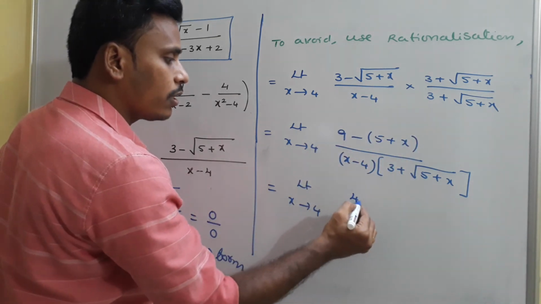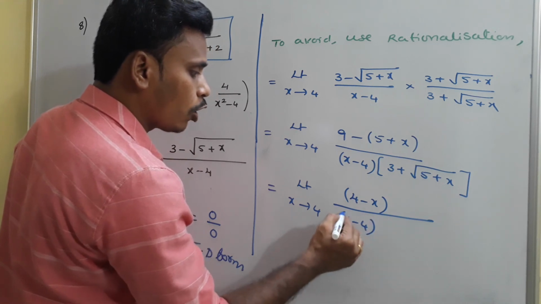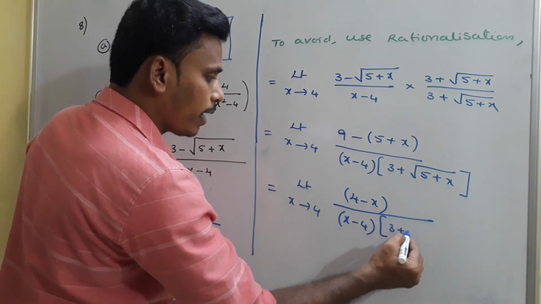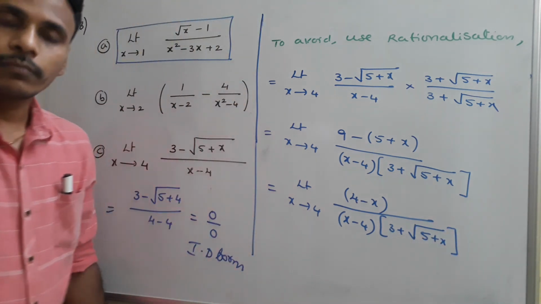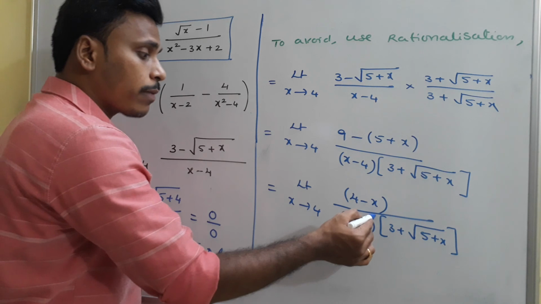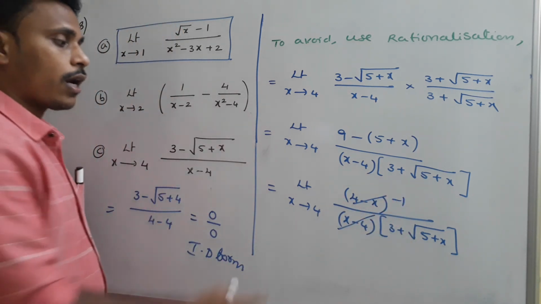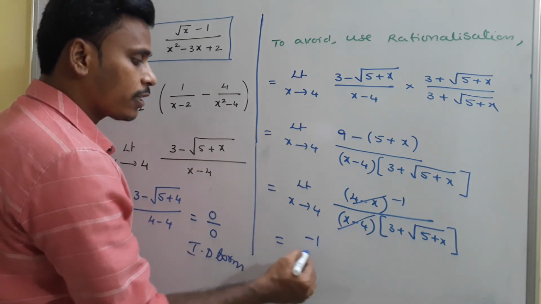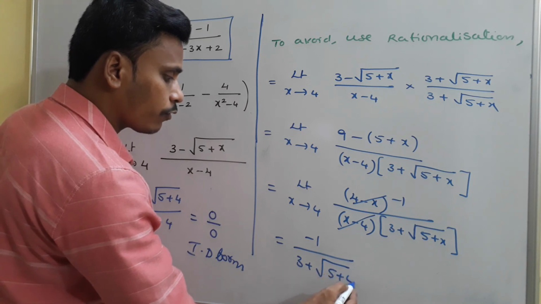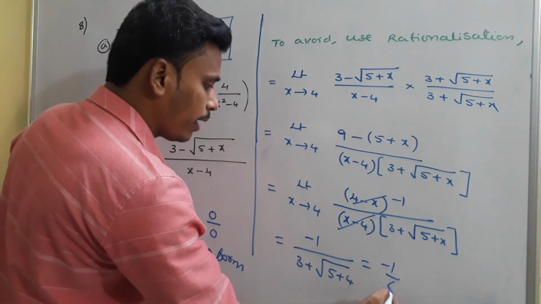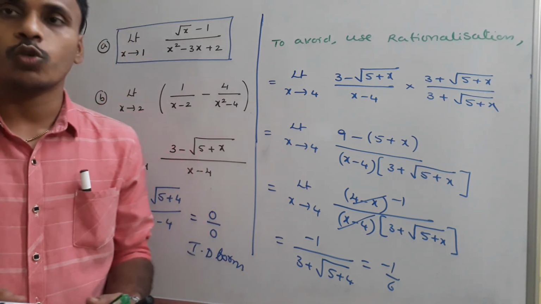This simplification gives 4 minus x in the numerator and x minus 4 in the denominator into 3 plus root of 5 plus x. Just have a look. This x minus 4 cancels this 4 minus x for minus 1 times, and now replace x with 4. The numerator is minus 1, in the denominator 3 plus root of 5 plus 4. So this is equals to minus 1 by 6, because this is 3 and 3, and 3 plus 3 is 6. Minus 1 by 6 is your answer.